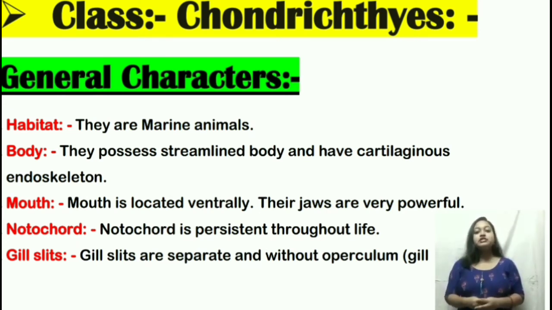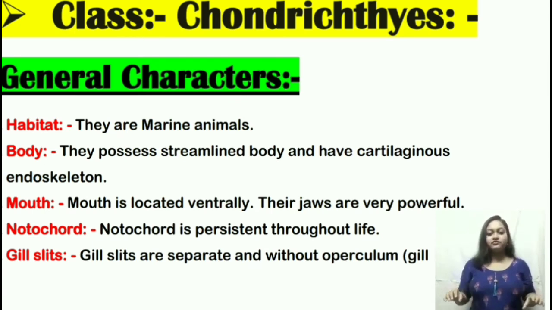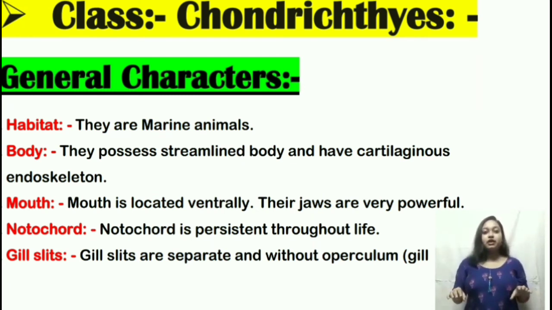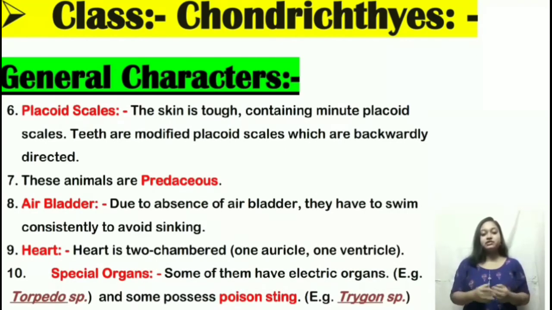Then the fourth point is notochord. Their notochord is persistent throughout life. Then the gill slits. The gill slits are separate and without operculum. Then the placoid scales. The skin of the Chondrichthyes is tough and contains minute scales. Their teeth are modified placoid scales, which are backwardly directed.